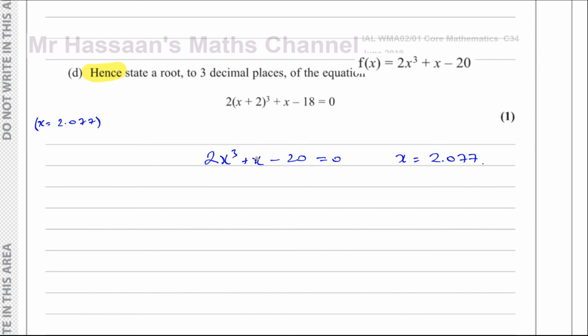And it's quite obvious here that there's some similarities between them. You've got 2 times something cubed, you've got plus x, and then you've got minus a number.